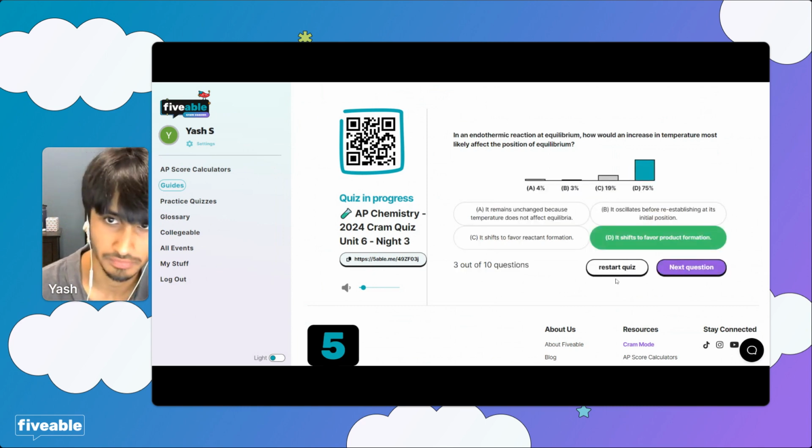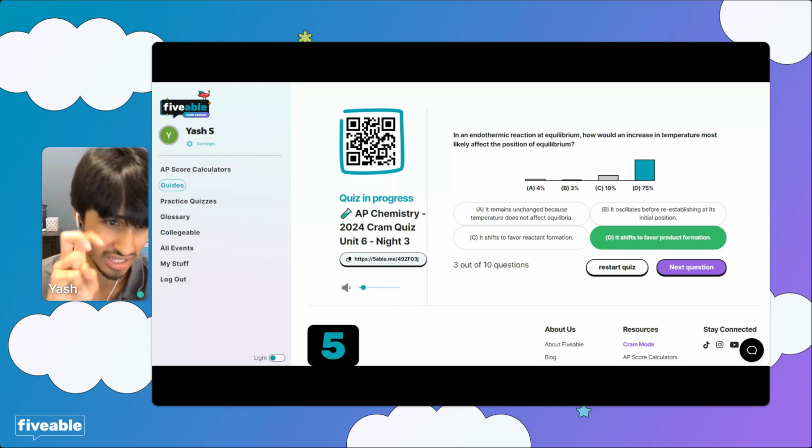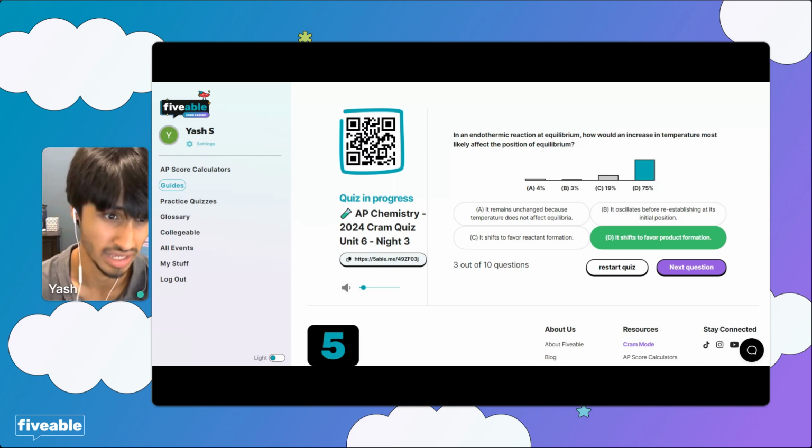Yep. So in an endothermic reaction, you have to add heat to make this reaction go forward. You can think of heat as like a pseudo-reactant. And so when you're increasing temperature, you're essentially adding heat, and that would push the reaction forward towards the product side, similar to what would happen if you add a reactant.